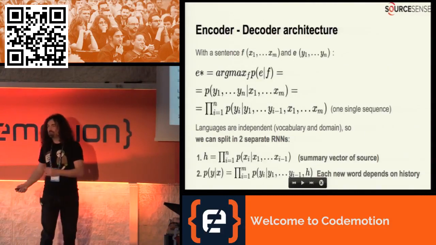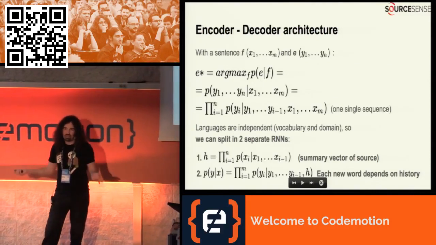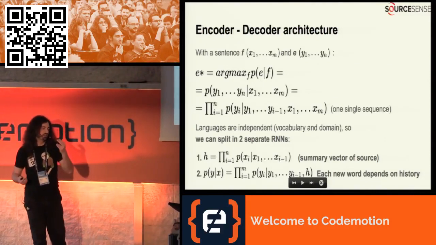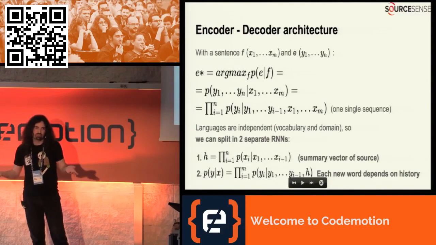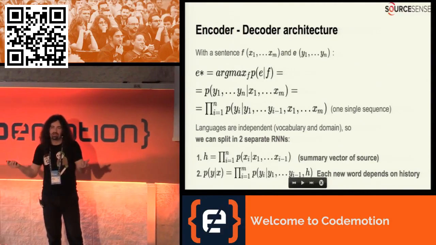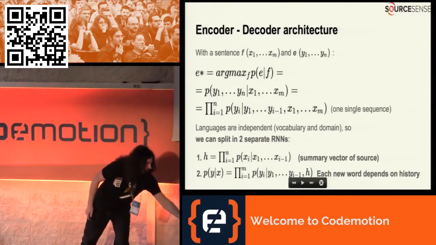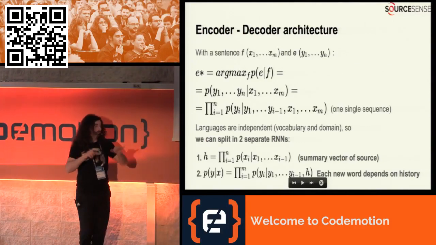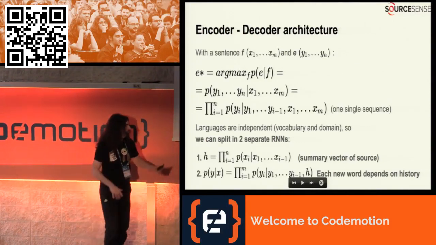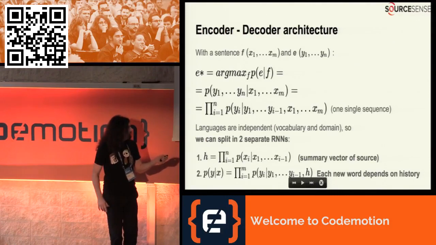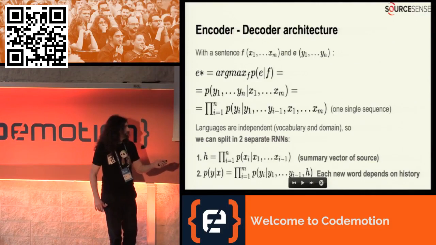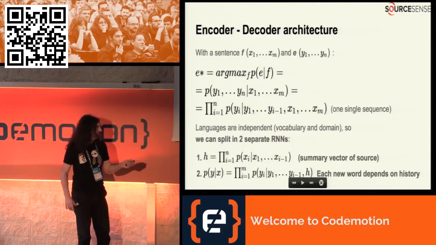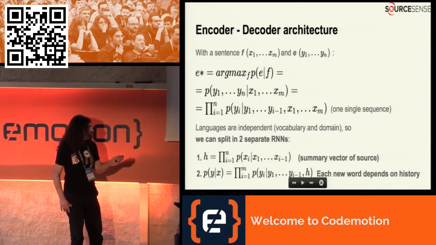Instead, why don't we exploit the fact that we are actually dealing with two different languages that have really no ties, because two different languages don't share vocabulary. They have two different vocabularies. And we separate them in two separate recurrent networks. So we first build a model based on the input sentence, and we build a vector h.